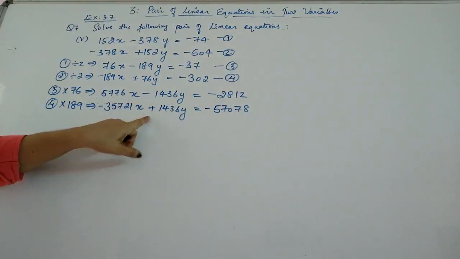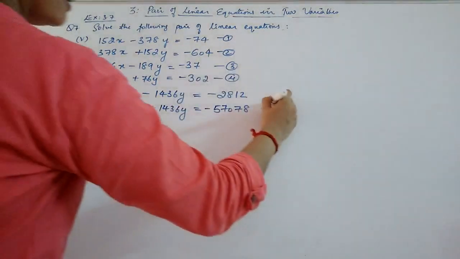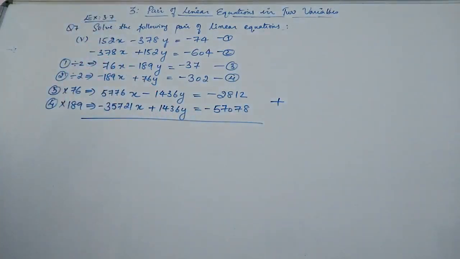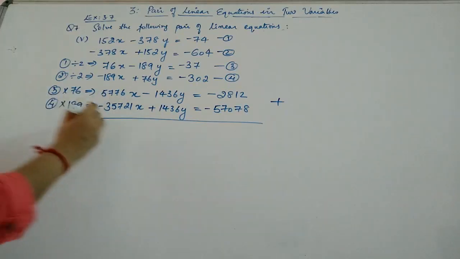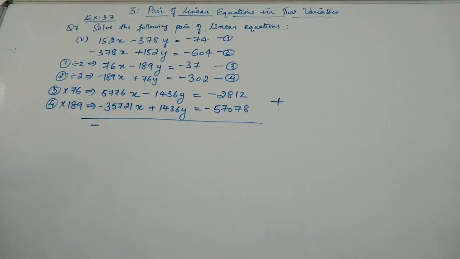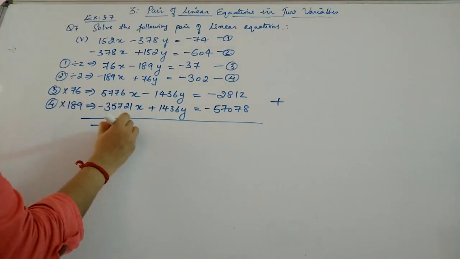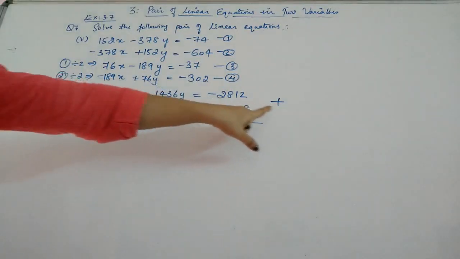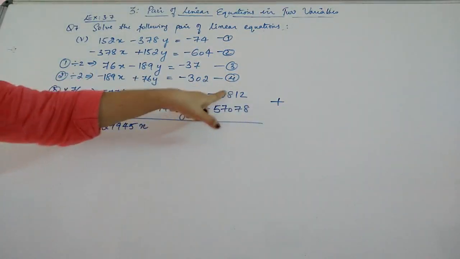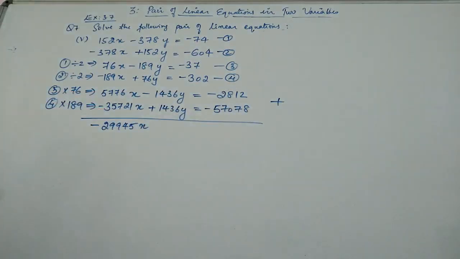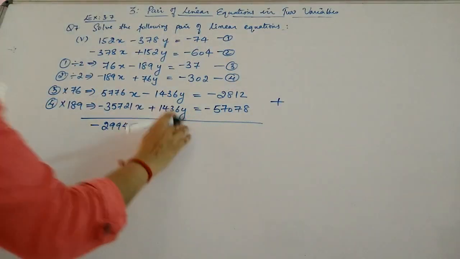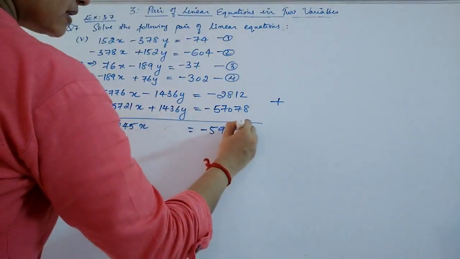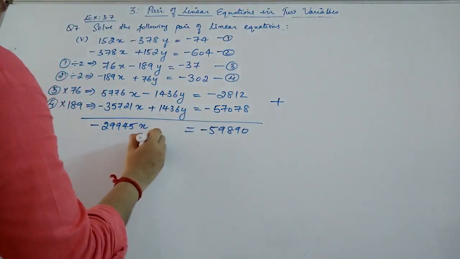Now this is negative, this is positive, and the coefficients are the same, so you can just add them. Adding the two equations, you will get the coefficient of x as this minus this, putting the negative sign, which will give you 29945x. These two will go, and for the constants, both have a negative sign, so you have to add the two numbers and put the negative sign, which will give you minus 59890. So what is x equal to?